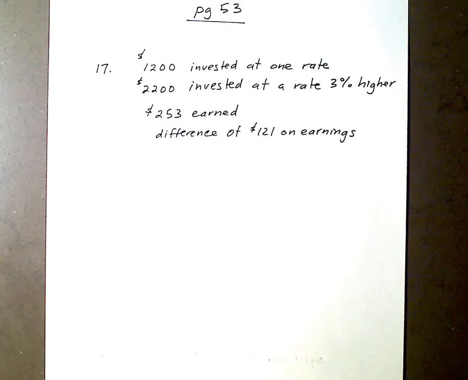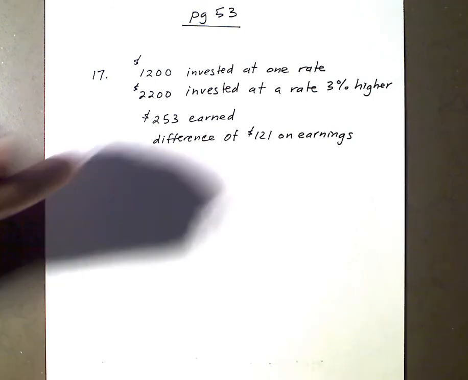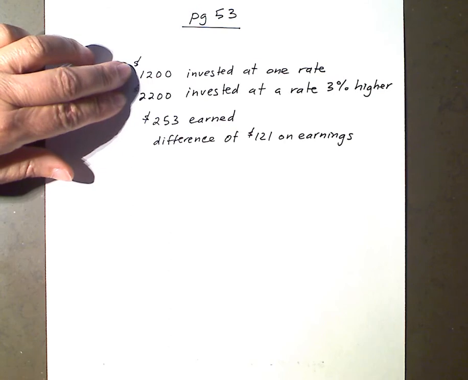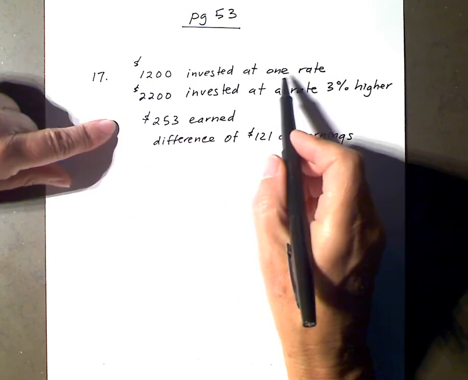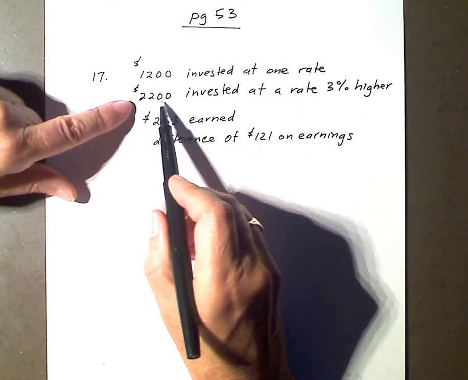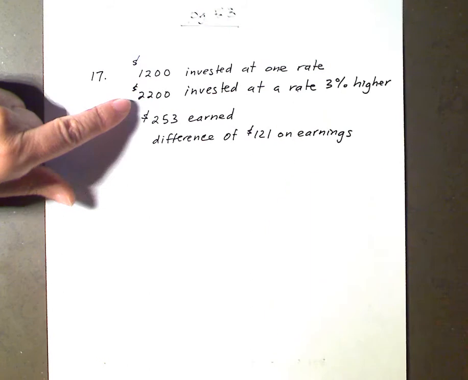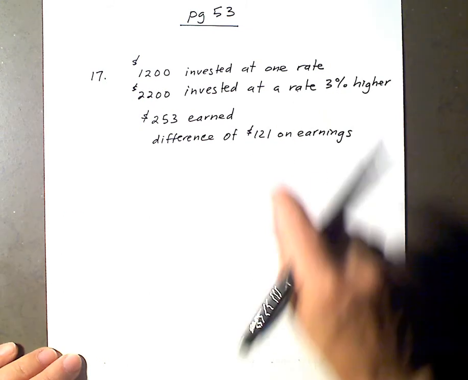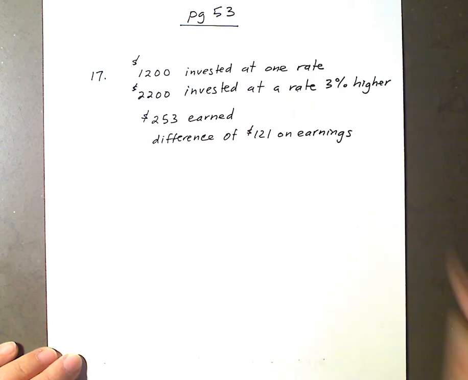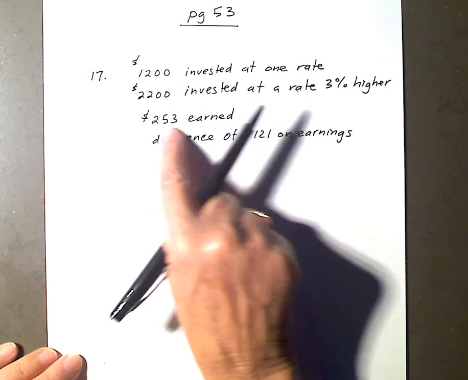This is number 17 on page 53, and in this problem we're investing some money and earning interest on the money. And the money is divided into two parts. We take $1,200 and invest it at some interest rate, and then we take $2,200, a bigger amount, and we invest that at a rate that's actually 3% higher than the rate on the $1,200 investment. Altogether, from these two investments, we earn $253.